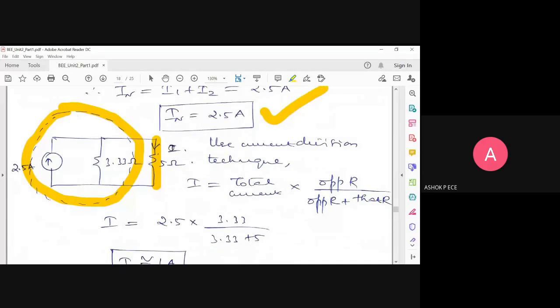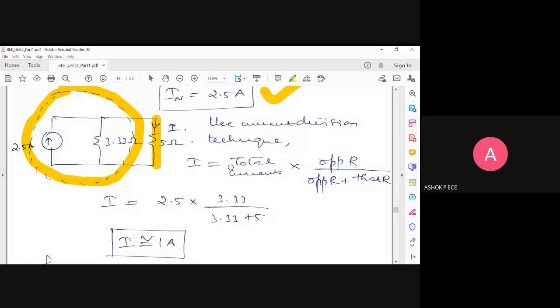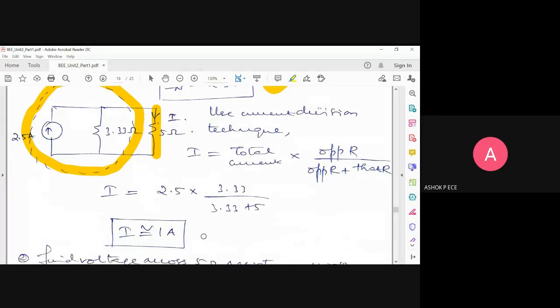Now we are going to find what is I. We need to find the current through 5 ohms. So take the total current, the opposite resistance, use the current division technique and find I. So the total current into the opposite resistance, which is 3.33, divided by the opposite resistance plus this resistance. So the current I through 5 ohms is approximately 1 ampere you will get. Please check whether the answer is the same.